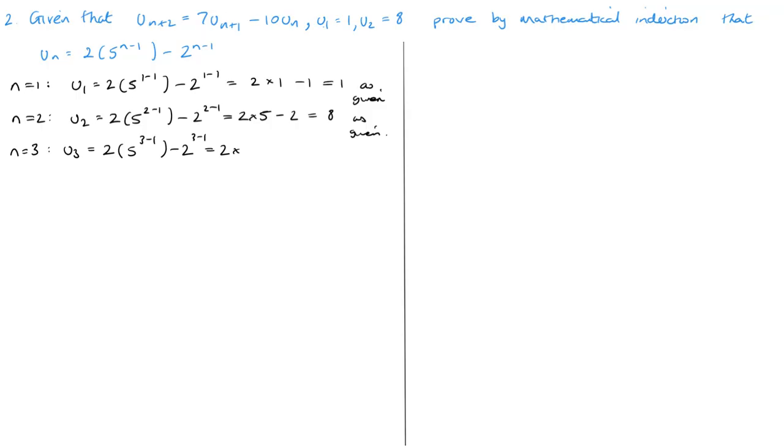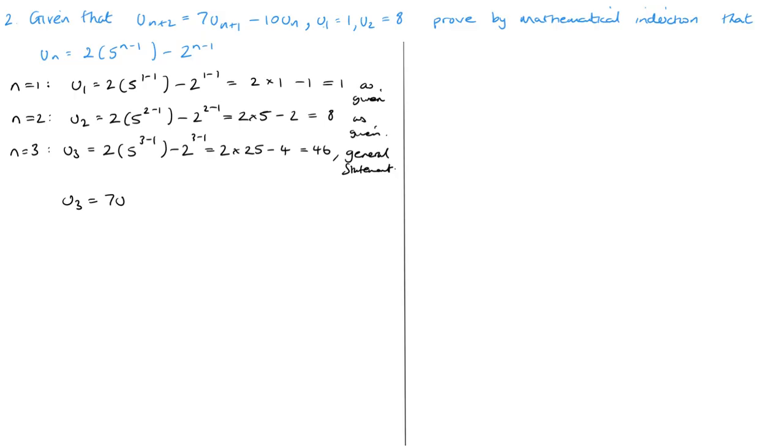So we've got 2 times 25 minus 4. So 50 minus 4, we get 46. And this is the general statement, isn't it? I couldn't think of the word then. And then we've got to go to u3, and now this is from the recurrence relation.